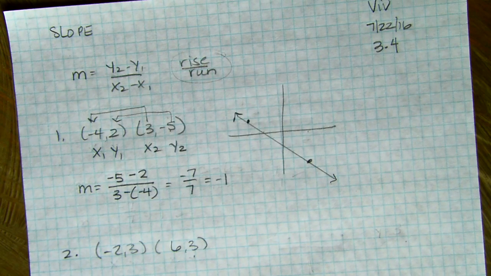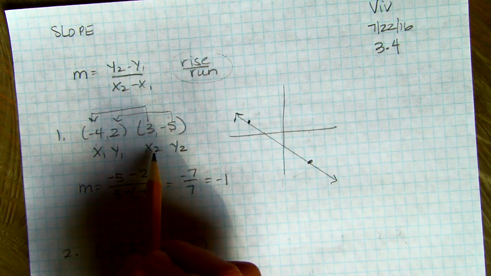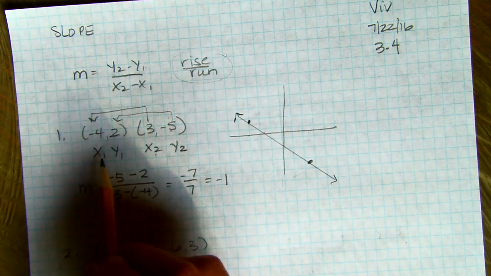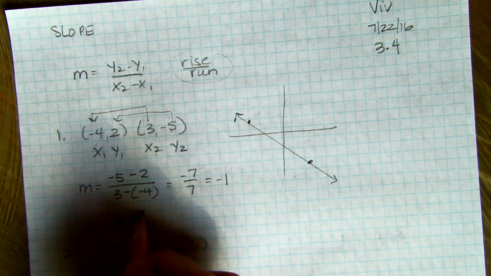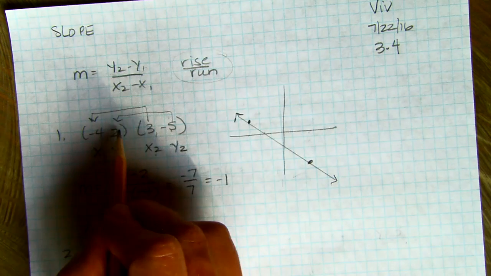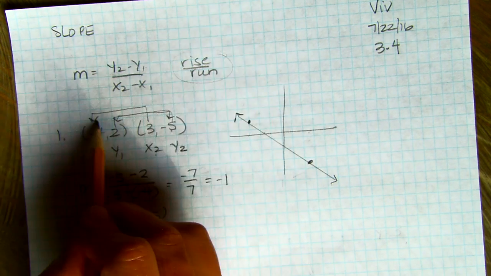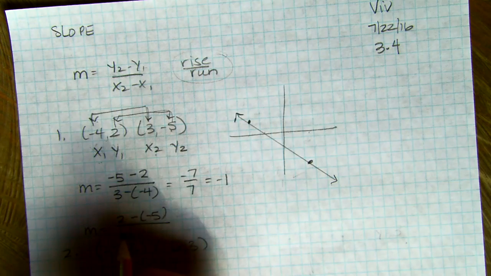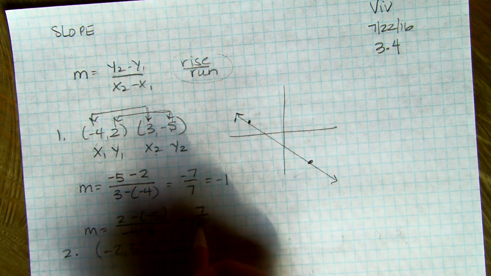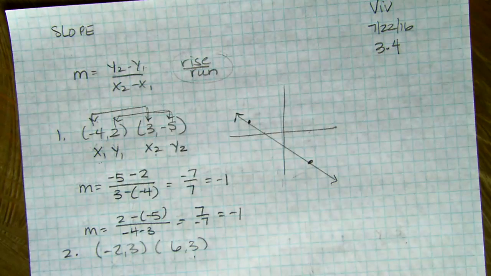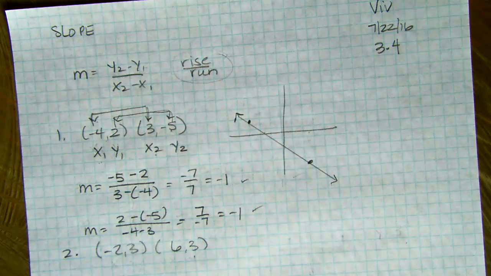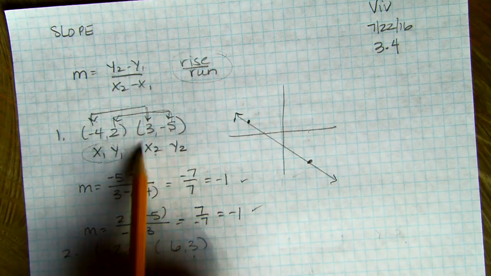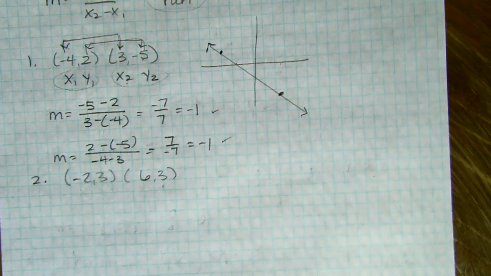And just so you can see, suppose I called this point 1, and this point 2. Well, if I had done it in reverse, if I had done 2 minus a -5, then I would have to do -4 minus 3, and in this case I'd get 7 over -7, which again would be -1. So as long as you are consistent about what you subtract from what, it shouldn't matter which you call point 1 and which you call point 2.